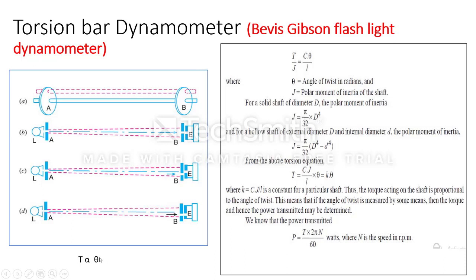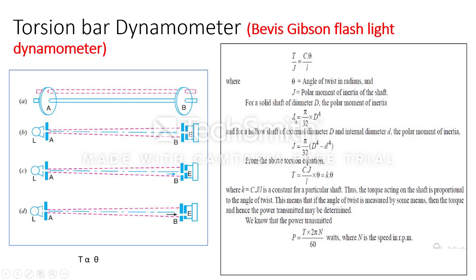The angle of twist is part of the torsion equation. You must know the torsion equation, T by J is equal to C theta by L. What is T? T is the torque. J is the polar moment of inertia of the shaft. The shaft may be solid or hollow. Next is C theta by L. C is the modulus of rigidity, theta is the angle of twist, and L is the length of the shaft. I mentioned here the polar moment of inertia of the shaft, that is J.